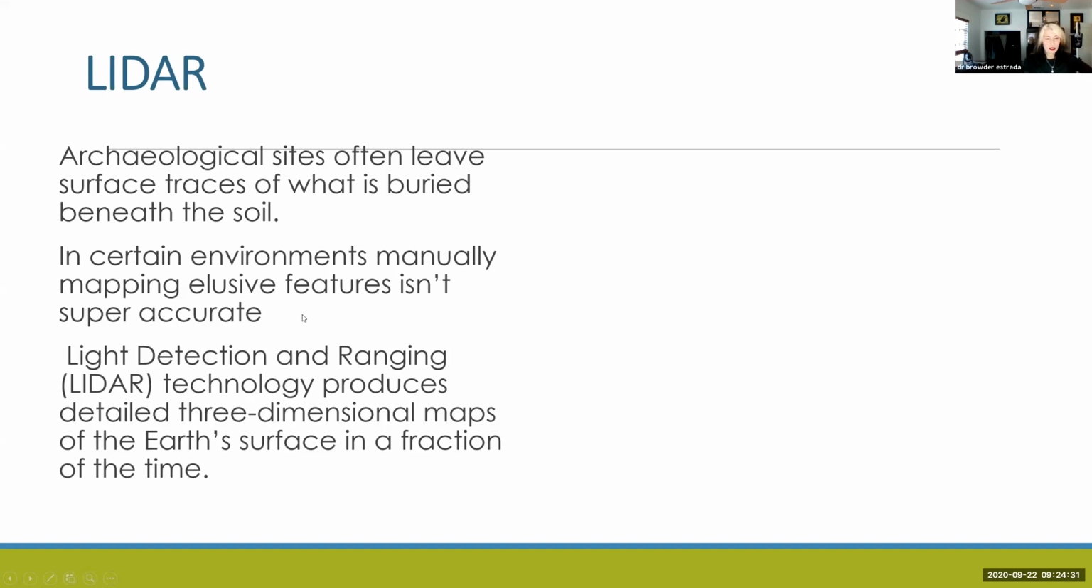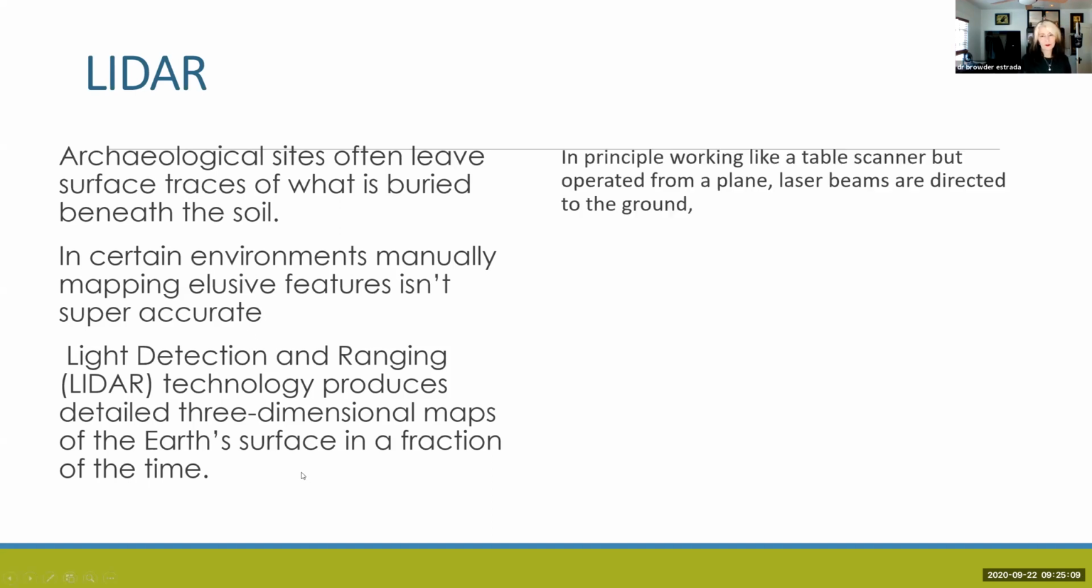So light detection and ranging, or LIDAR, produces three-dimensional maps of the surface, and it's much, much faster. Up until a couple decades ago, in order to map things, let's say in the rainforest, you had to send crews of people out there every single day for not just months, but over years. And then by hand, put all the data in and try to start mapping things out. It was super slow, super time consuming, and not quite as accurate. In this one, it's really, really fast.